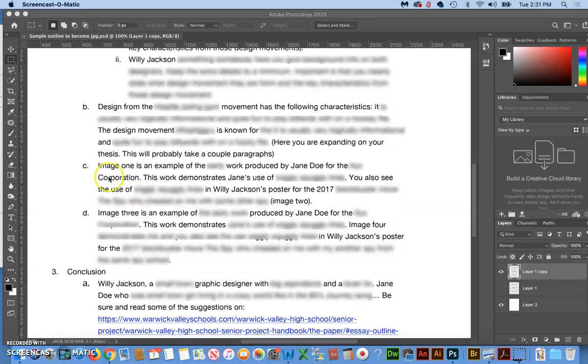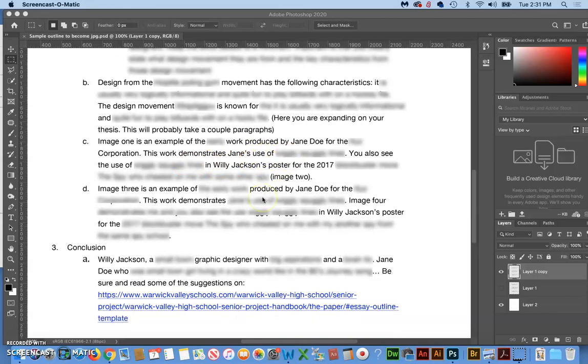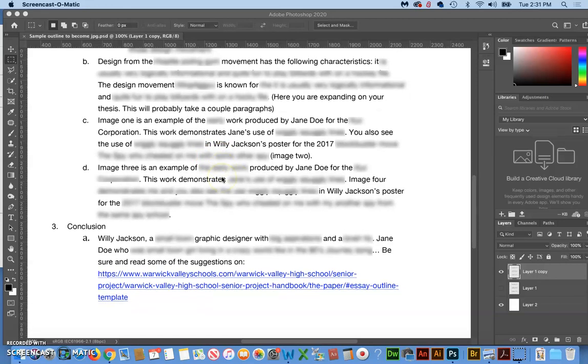And then the best way to drive the point home is to start comparing images of the works of these two designers. So for example, you could say image number 1 is an example of some work produced by Jane Doe for the blah blah blah corporation. This work demonstrates Jane's use of blah blah blah. In Willie Jackson's poster from the year whatever, you see, and that's where you go on and bring out the similarities, and that's image 1 and 2.